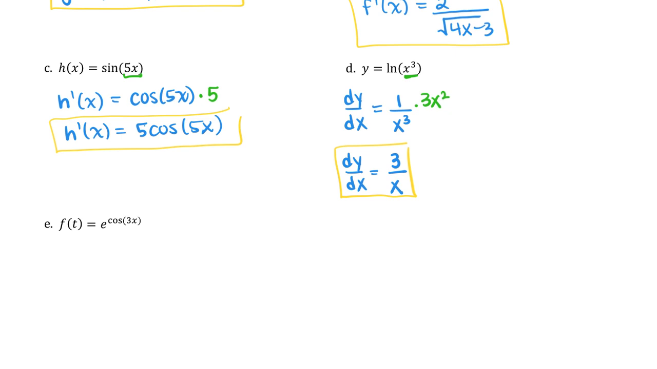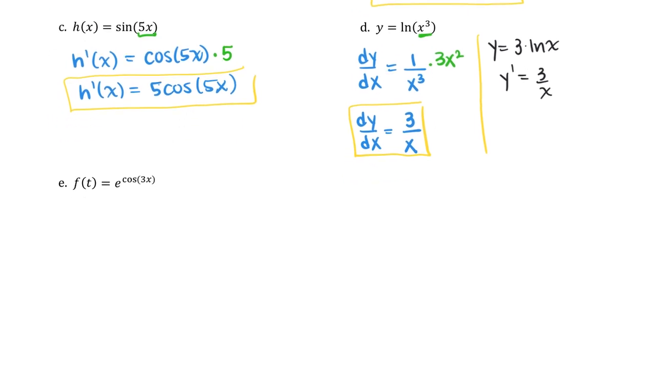Okay, I'm going to show you another method, because if you know log properties, you could have also rewritten this. If I rewrote this, this could also be 3 times ln x because of the power rule where you bring down the log power. And then if I did the derivative here, it would just be 3 times 1 over x, which would be 3 over x, and I would get the same answer. So if you notice that log properties are useful, you could just do log properties.